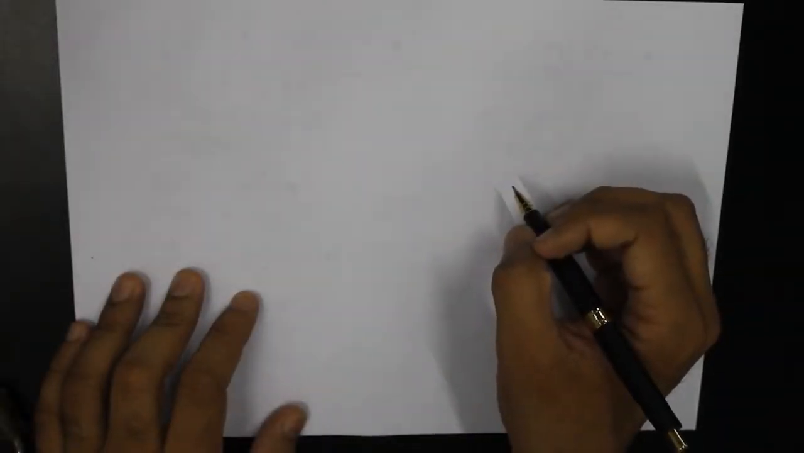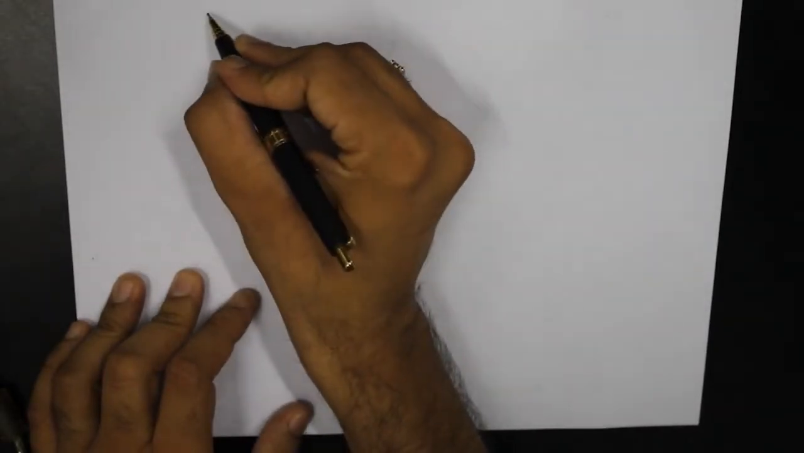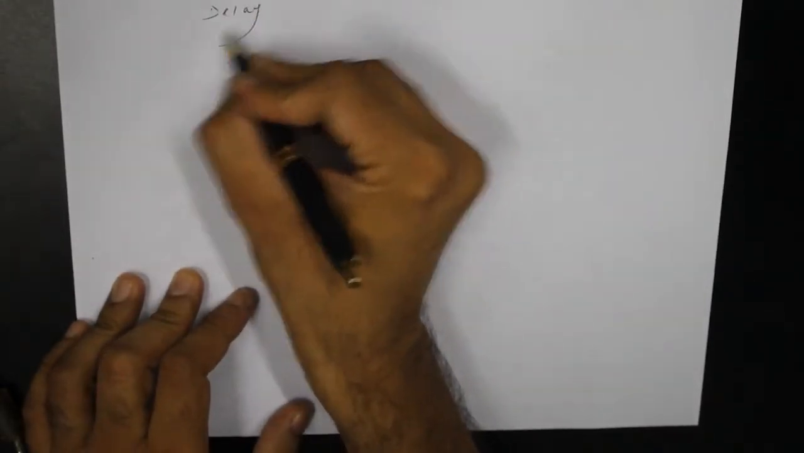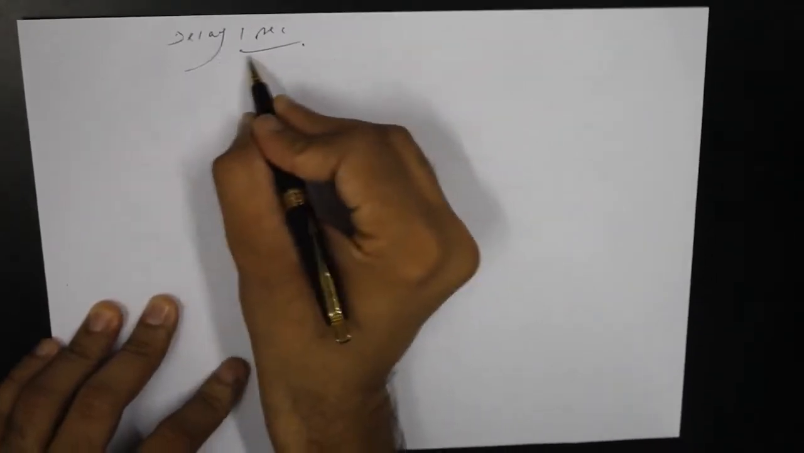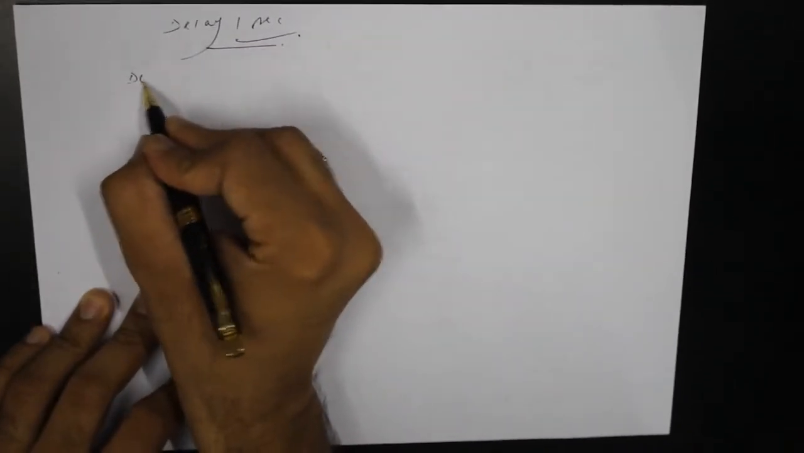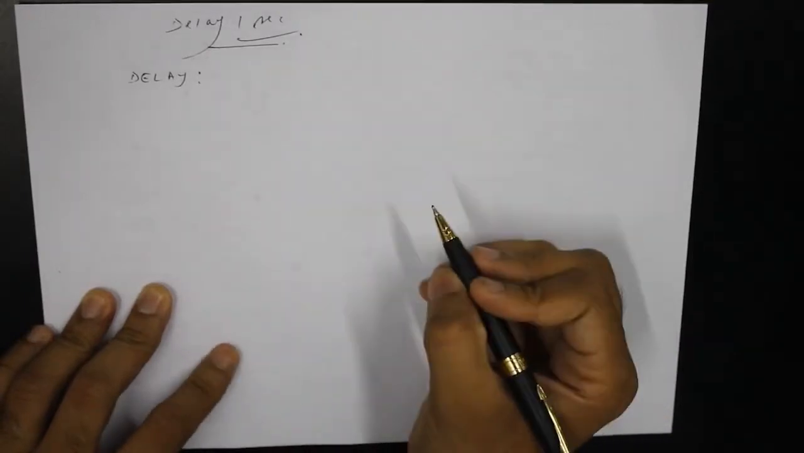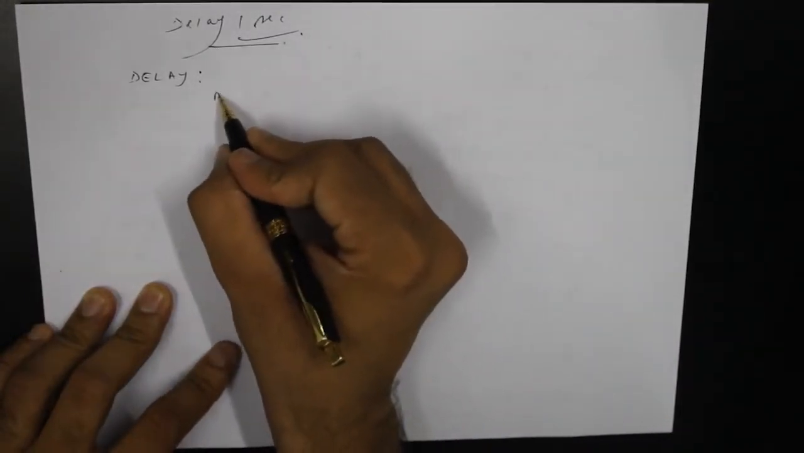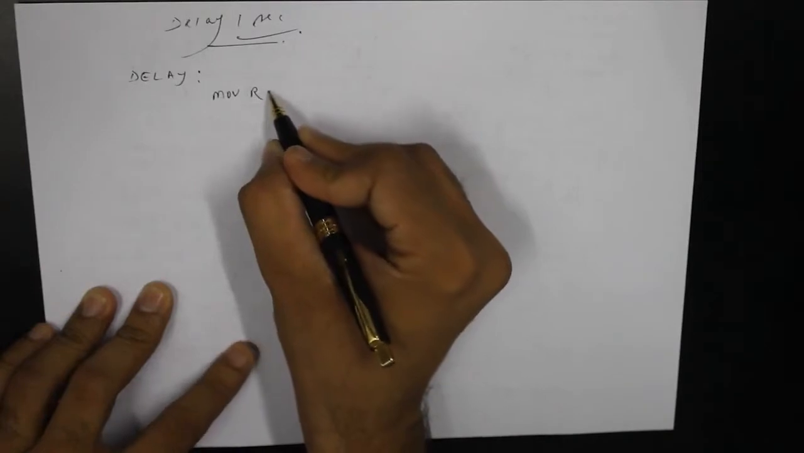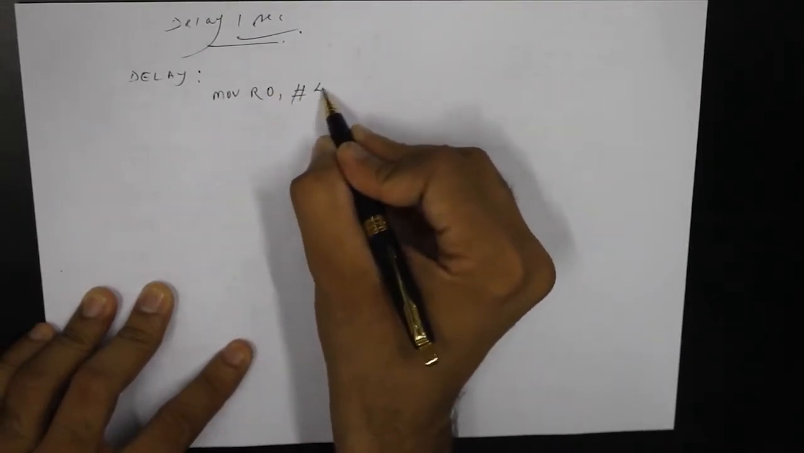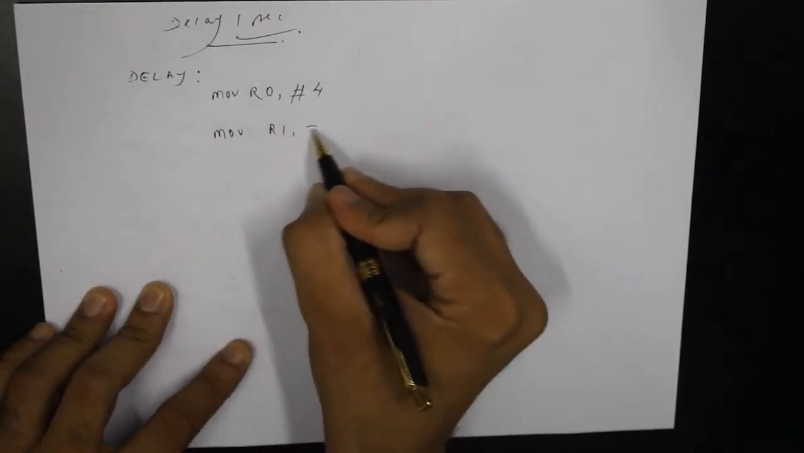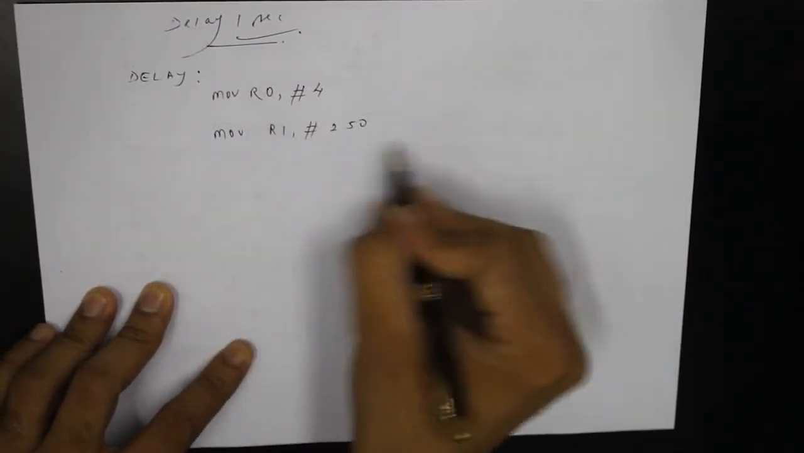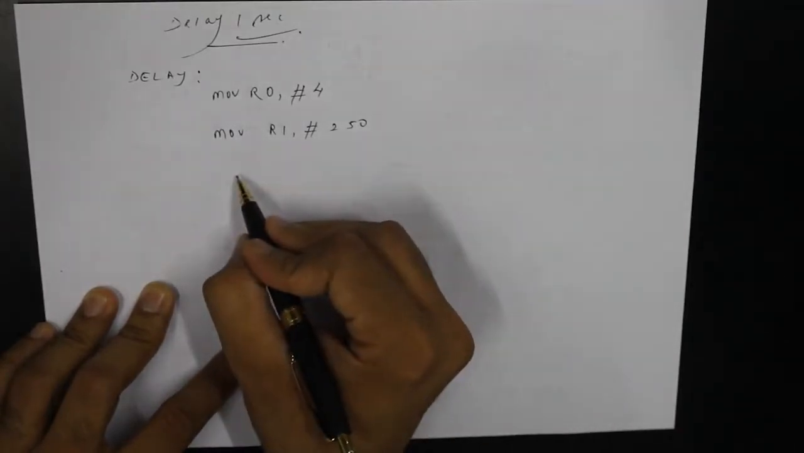So now in this case, our objective is to generate a time delay of 1 second, right? So let me straight away code something for generating the time delay of 1 second. Let us write something like this: DELAY, and now you load something into the registers. MOV R0, #4. The second instruction which I'm going to put is MOV R1, #250. Load the value of 250 into R1, right?